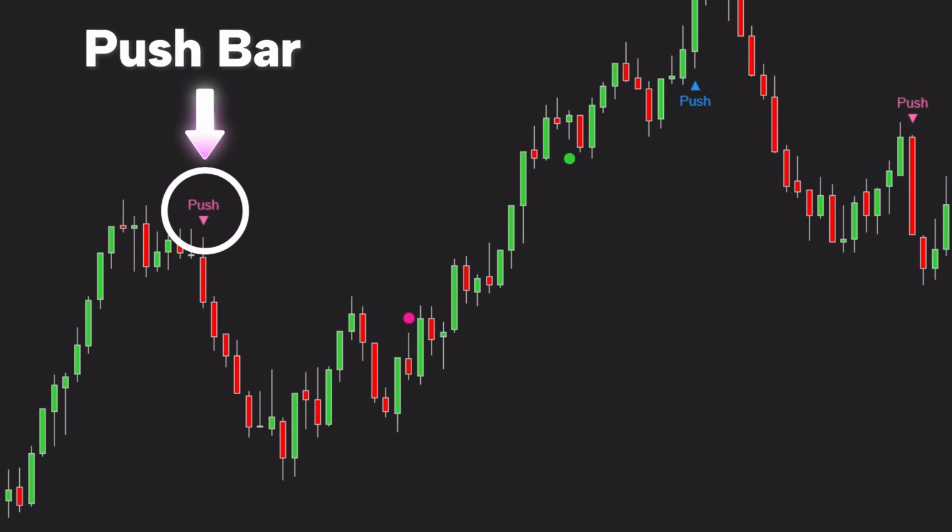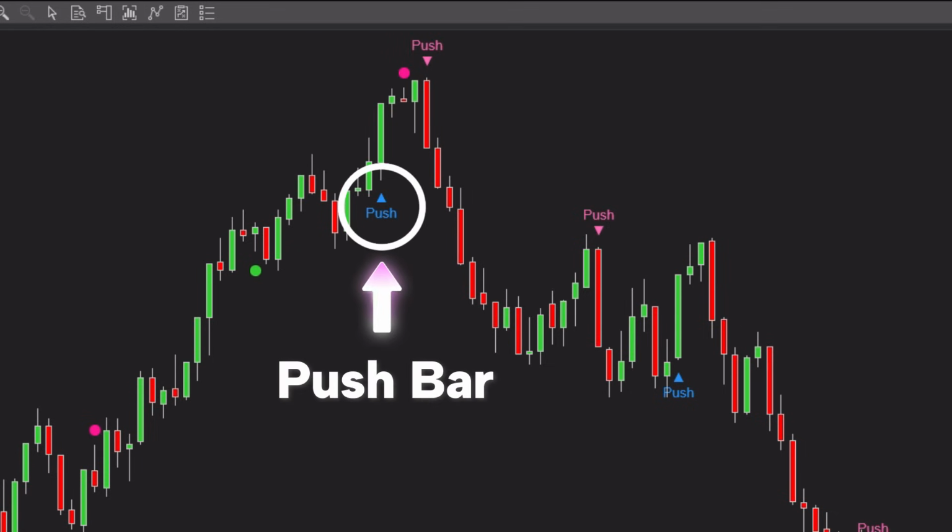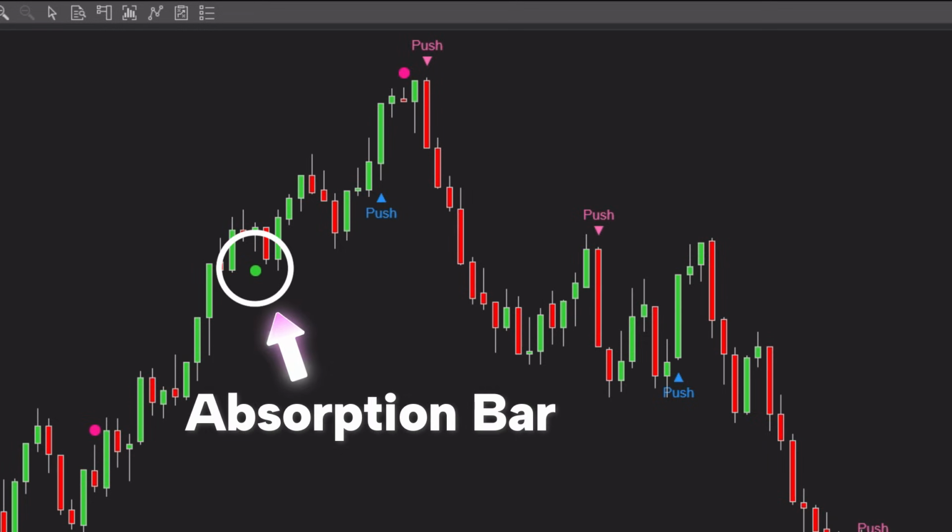First off, as you can see right here on the chart, we're getting a push signal for a price drop. Next, you'll notice here there's a large dark pink dot. This is a signal showing that the buy side is being absorbed by the sell side. Right here, you'll notice a push signal in blue, indicating that the buy side is pushing the price upwards. Next, you'll see a green signal, displayed as a large green dot. This signal indicates that the sell side has been absorbed by the buy side.